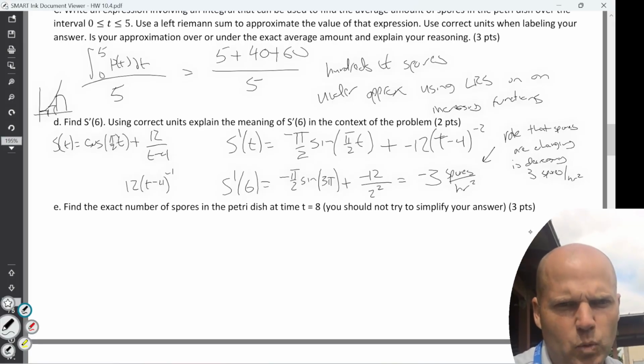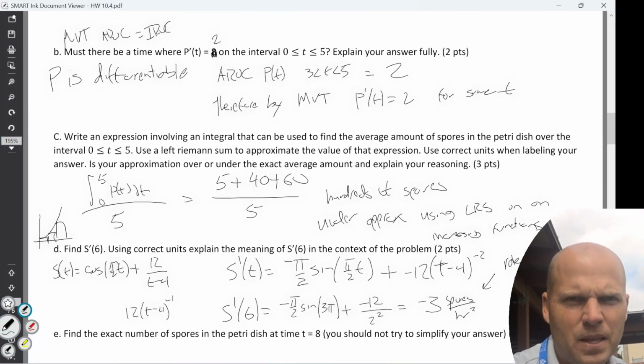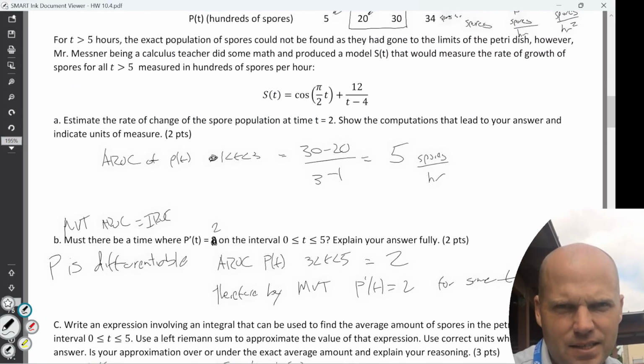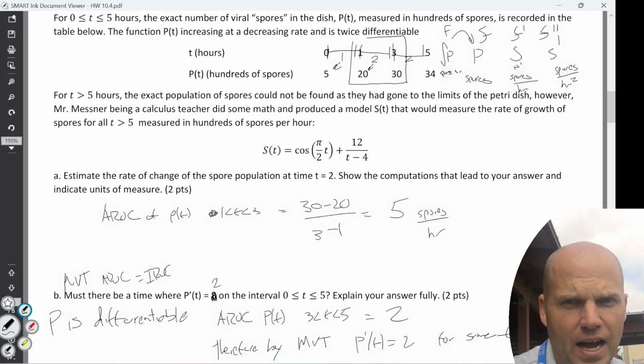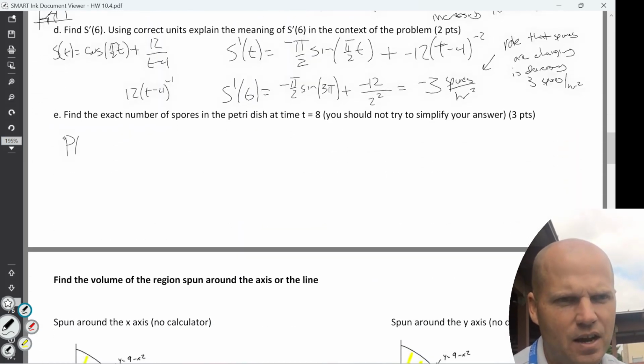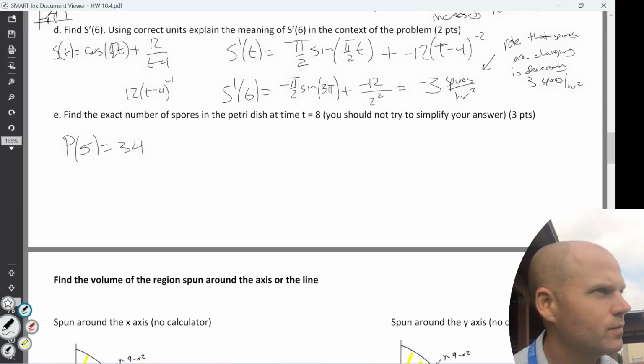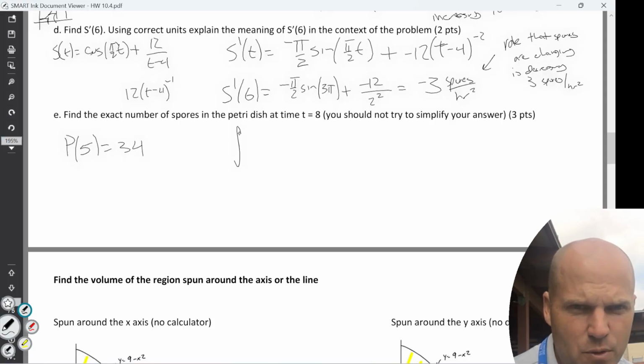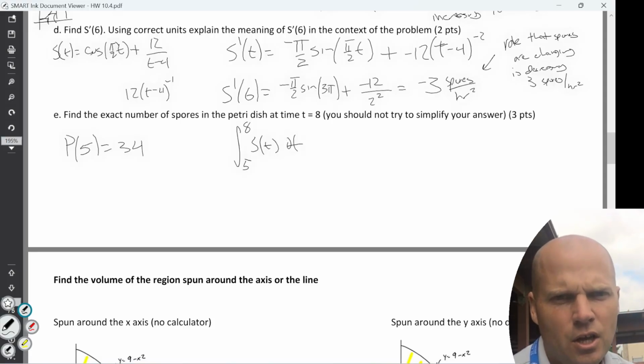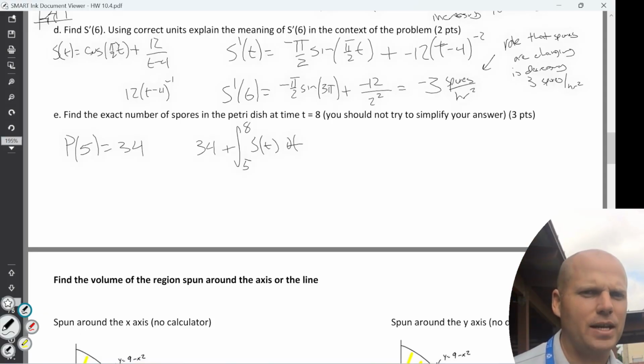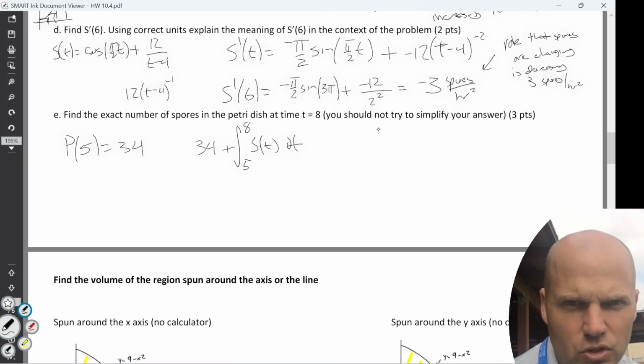Cool. Find the exact number of spores in the petri dish at time 8. Well, I'm only using S from 5 to 8. I've used P from 0 to 5. We need to understand that P of 5 is 34. Great. We would only be able to accumulate S from 5 to 8. This would give us how much we've added. We would have this number plus that. We need to use super S. Super S is essentially P from 5 to 8.